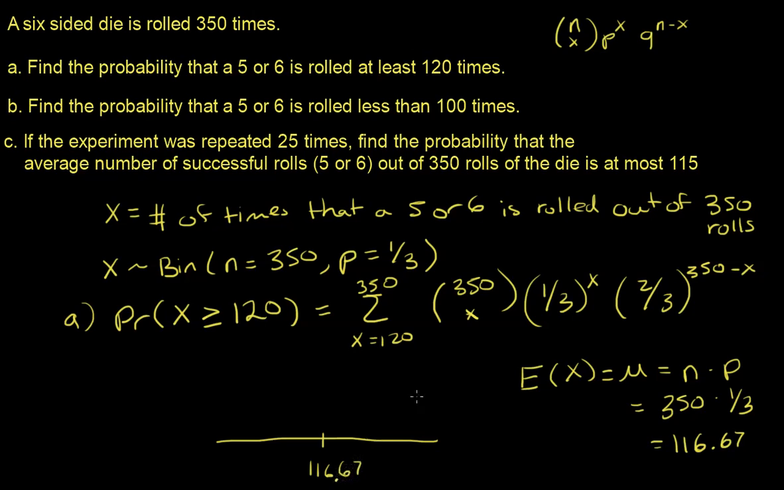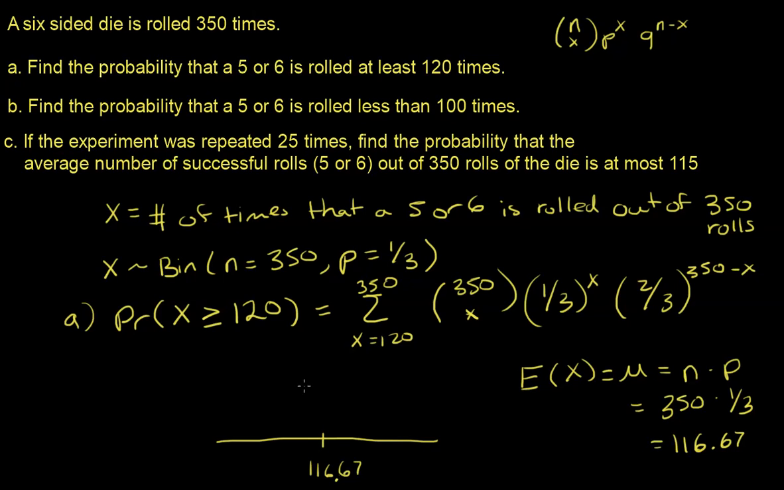Okay, so what does this mean, this average, right? This means that if you were to roll the die 350 times, and you say you were to roll the die 350 times over and over and over again, you get 116.67 on average. This is the number of successes that you would have, or the number of times that you would have successfully rolled a 5 or a 6.